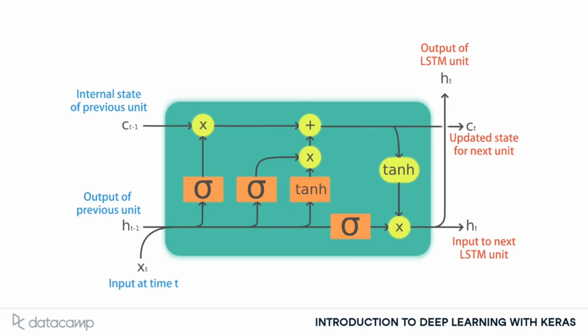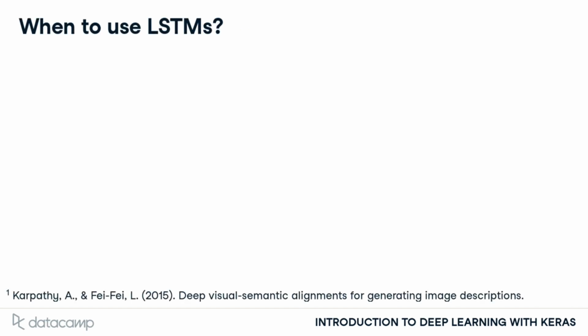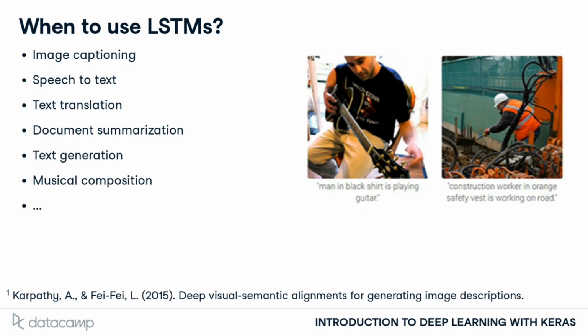A unit receives the internal state, an output from the previous unit, and a new input at time t. Then, it updates the state and produces a new output that is returned, as well as passed as an input to the following unit. LSTM units perform several operations. They learn what to ignore, what to keep, and to select the most important pieces of past information in order to predict the future. They tend to work better than simple RNNs for most problems. LSTMs have been used for image captioning, speech-to-text, text translation, document summarization, text generation, musical composition, and many more.